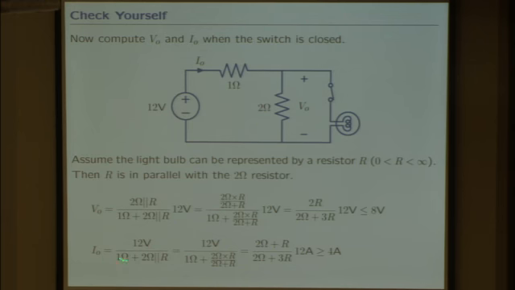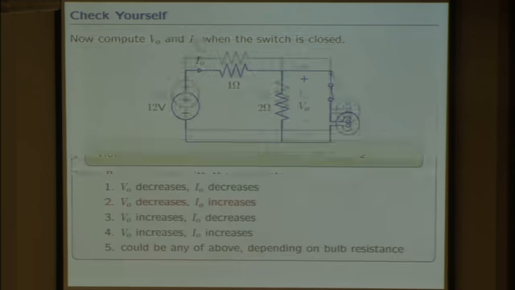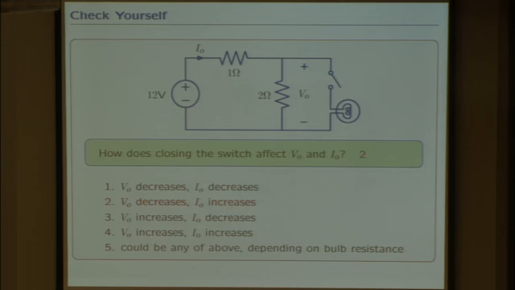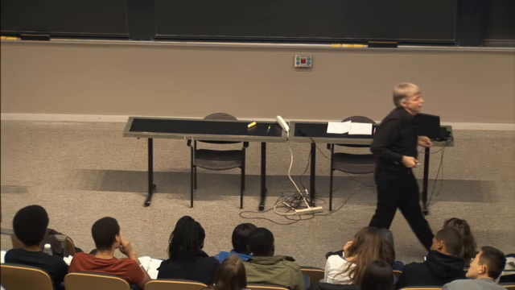Similar tedious algebra leads to an expression like this in R. And if you think about how this would change as R goes from 0 to infinity, you see that it's always bigger than 4 amps. So that means I naught goes up. So the point is, you can think through this in a more sophisticated way, and we hope by the end of the course you'll all be able to do that. Or you can think through it in terms of just solving the circuit. Solve it in 2 cases, when the bulb is there and when the bulb is not. Either way, the answer is that V naught went down and I naught went up.